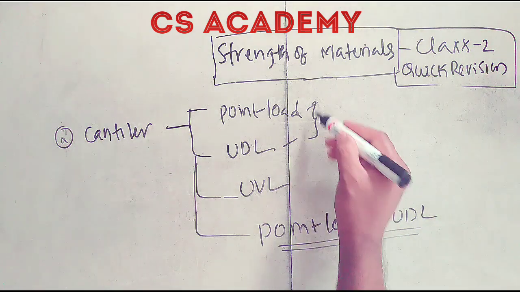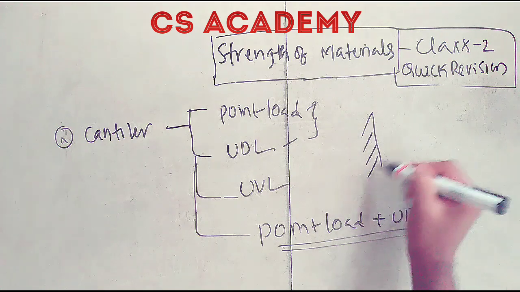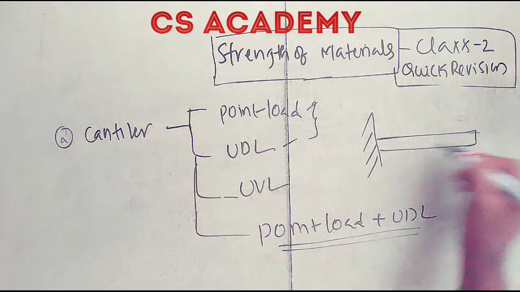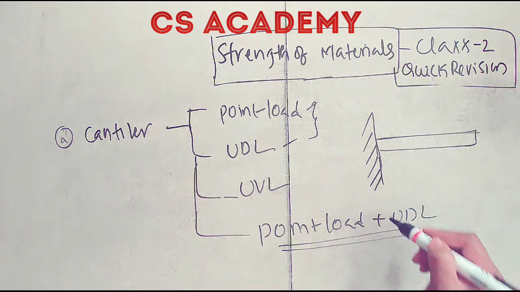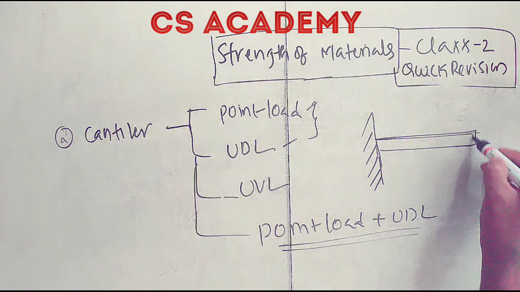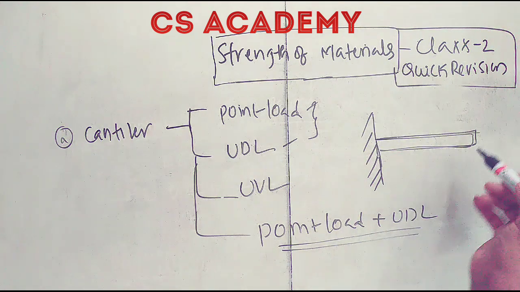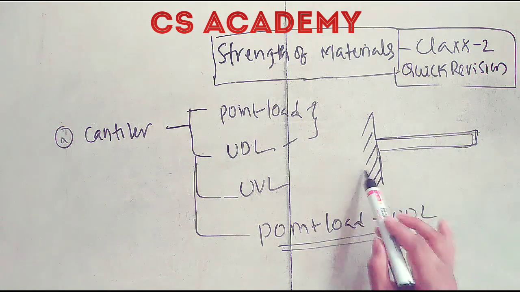See here, cantilever with point load. First of all, what is a cantilever? A cantilever means one end is a fixed support and the other end is free. Practical examples are like our coconut trees and our current poles, all of which have one end fixed and the other end free.